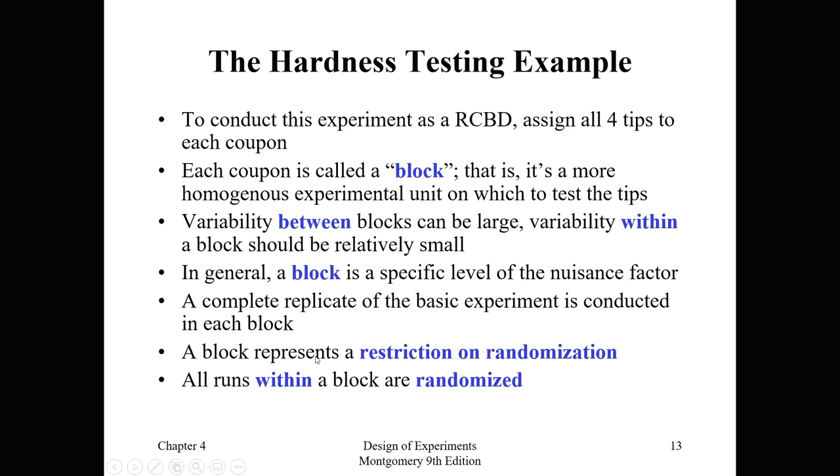Again, we talked about the restriction on randomization, but what we didn't talk about quite yet, and we've talked about previously, is that all runs within the block are going to be randomized. So what we're going to do is, given these 4 slots on this coupon, we're going to randomly assign the order of which tips are going to go where. So tip 2, tip 1, tip 3, and tip 4 might be how we approach that. And then we're also going to randomize what order they're run in.